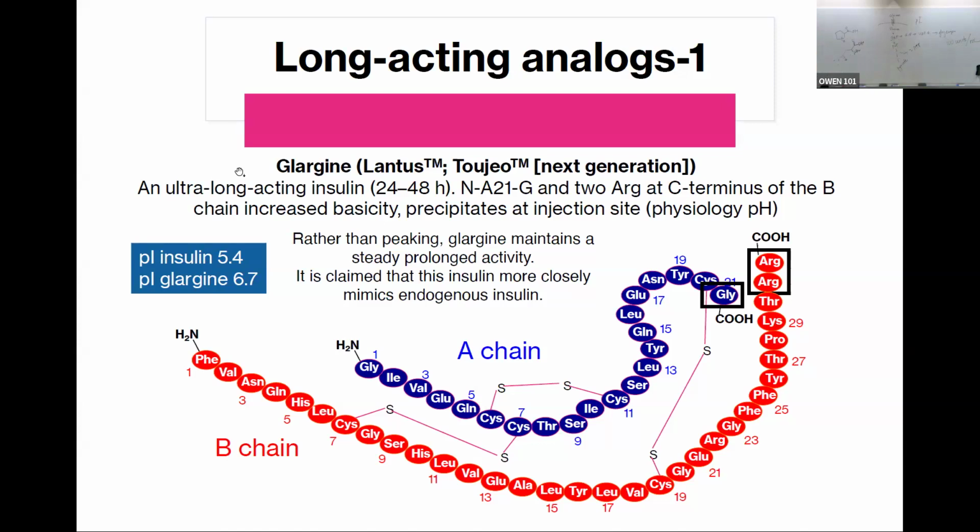So if you have a PI of insulin of 5.4, at pH 5.4 insulin will precipitate, right? It will precipitate because it's uncharged. Okay, did you follow?